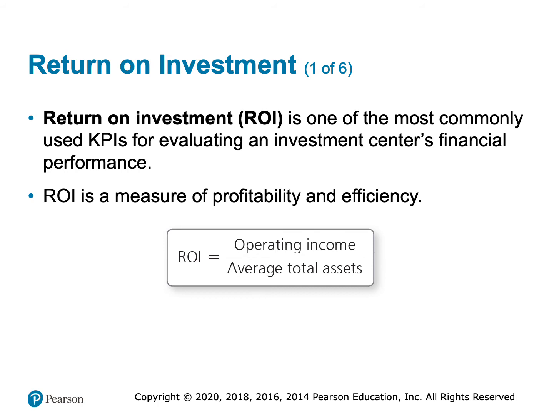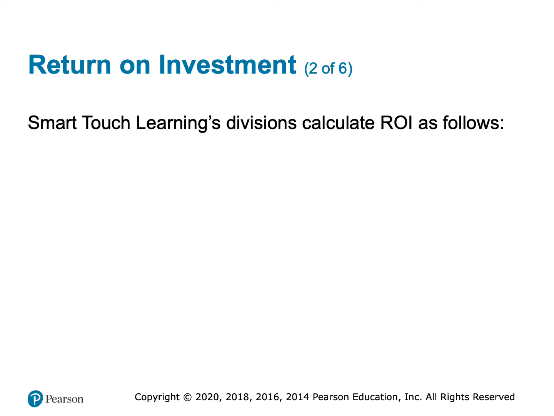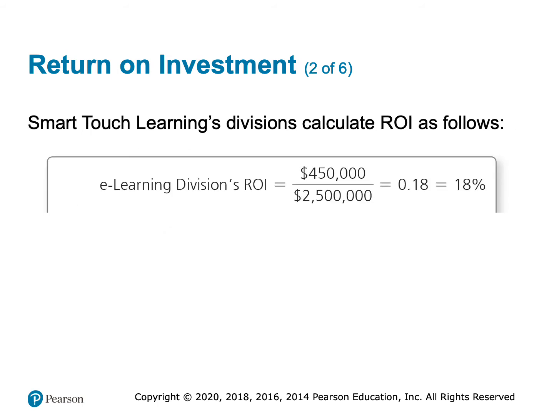We want our assets to turn around and generate profit for us. This is going to measure how effectively it generates profit for us. Notice our numerator is operating income. Average total assets are last year's total assets plus this year's total assets, divided by 2. So let's look at our data. Our e-learning division had profit of $450,000 and 2.5 million of total assets. So they get an ROI of 0.18 or 18%. This means for every dollar they have in assets, they get 18 cents of profit.